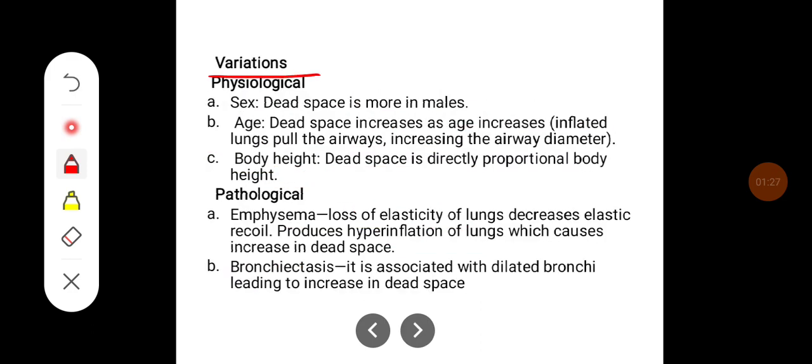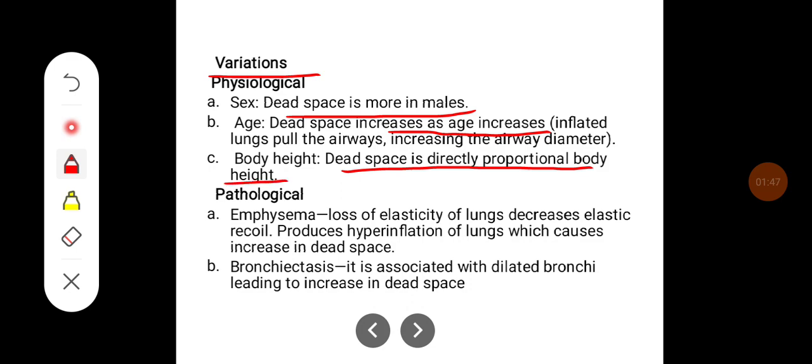Some of the variation in dead space. Physiological causes: dead space is more in case of males. The dead space increases as age increases because the inflated lungs pull the airways, increasing the airway diameter. Then dead space is directly proportional to the body weight.